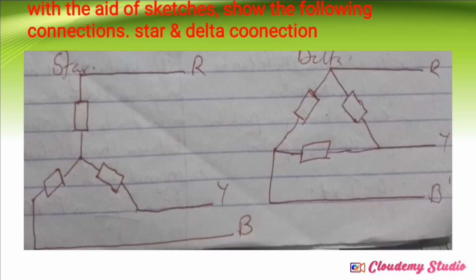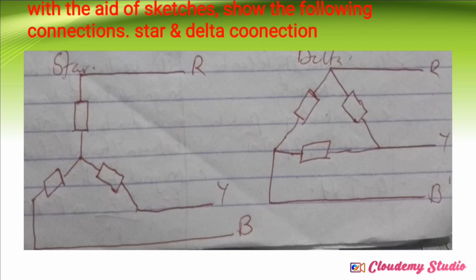The next question was: with the aid of sketches, show the following connections, star and delta connections. This is the last bit of the part we did on three-phase systems, whereby a three-phase system can either be connected in star or in delta. For star connections, all the loads are connected at a central position, which is a node, and the outer endings from the loads are connected to the mains. The loads are connected to a common node, then the ends of the loads are connected to the mains, that is the red phase, the yellow phase, and the blue phase, RYB.